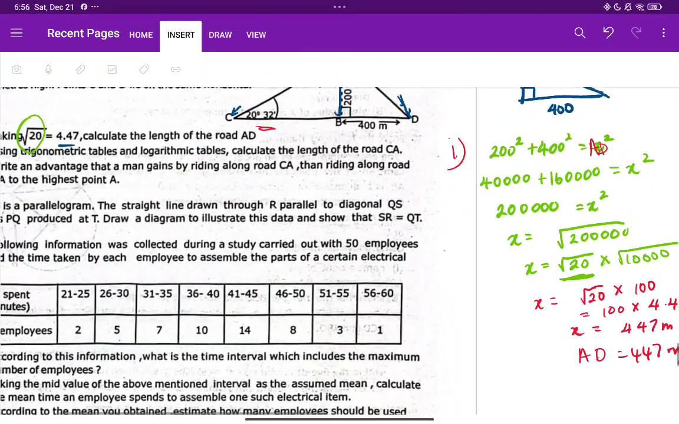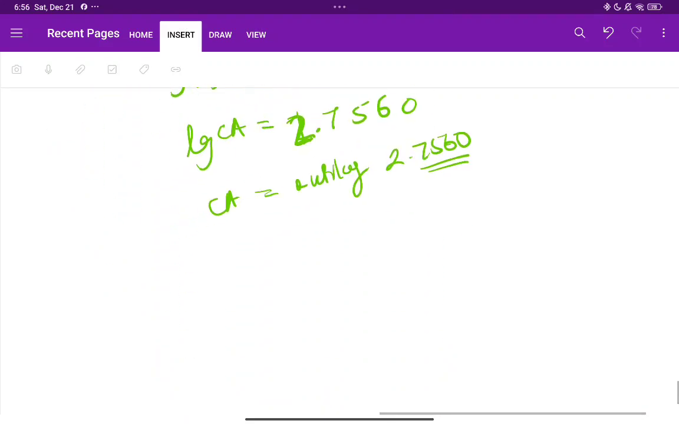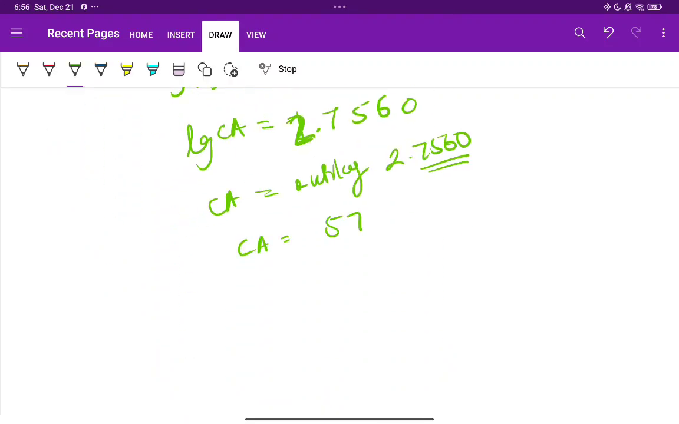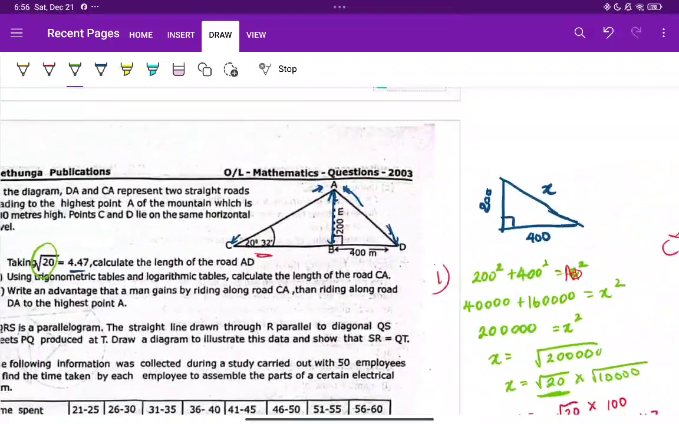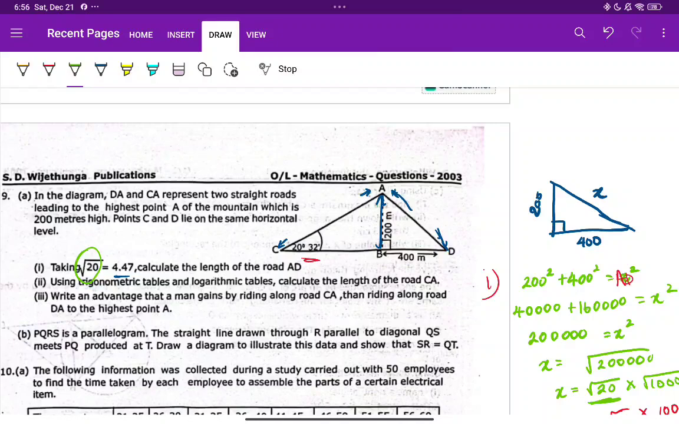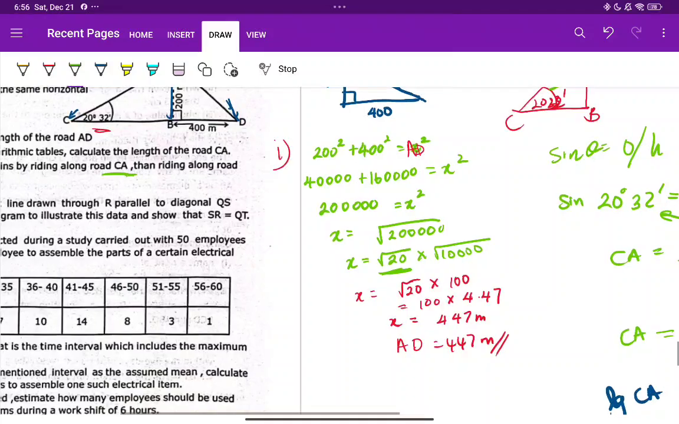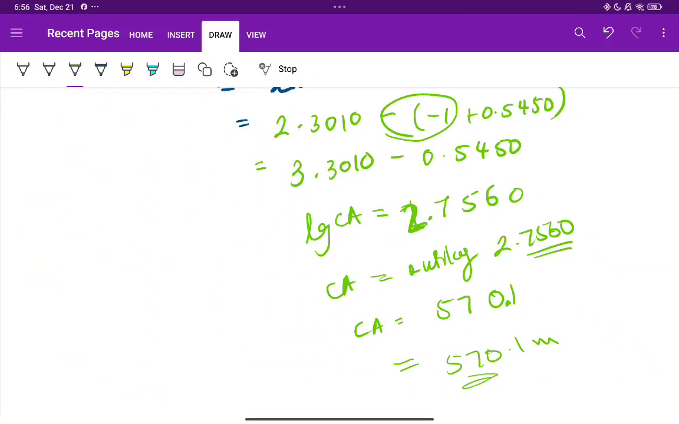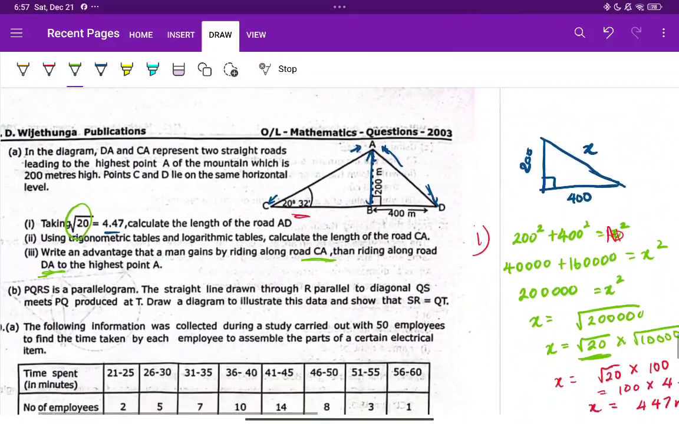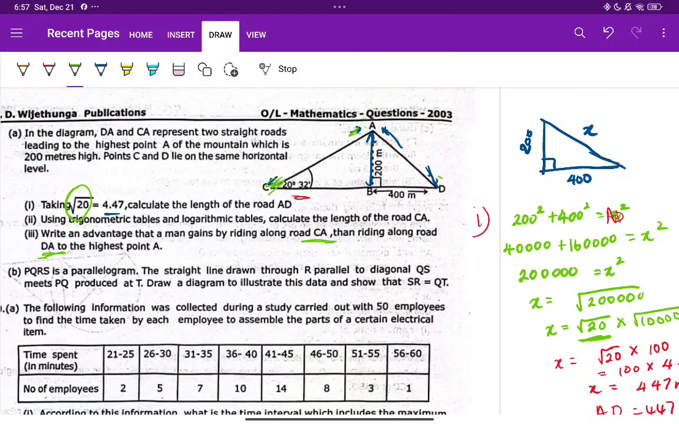CA is 570 and 1, the antilog of 2.7560, so the decimal should be here. CA is 570.1 meters long. Now, write an advantage that a man gains by riding along CA rather than along DA. See, DA is just 447 and CA is 570. So CA is a longer distance than DA.